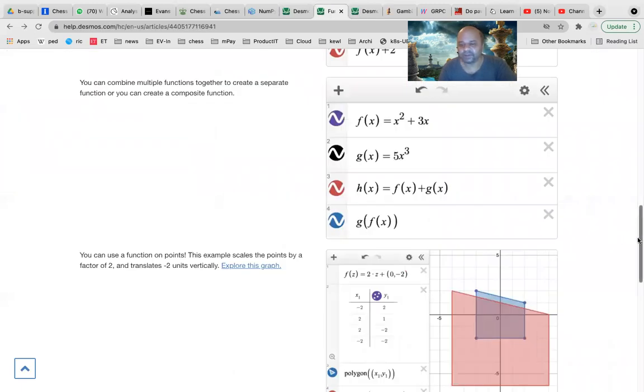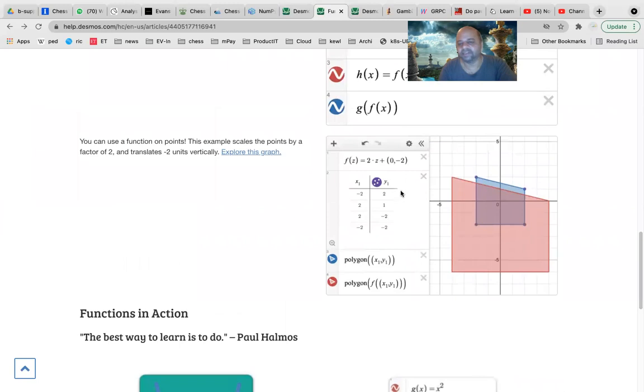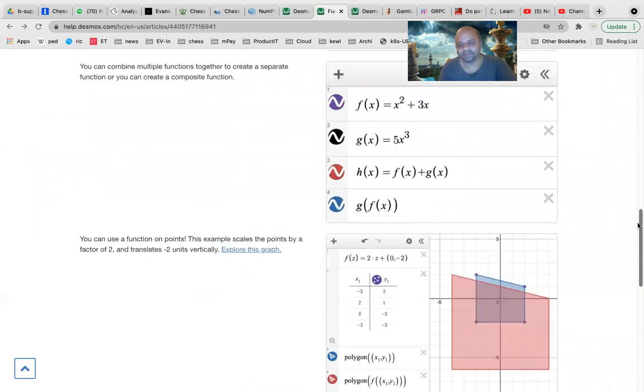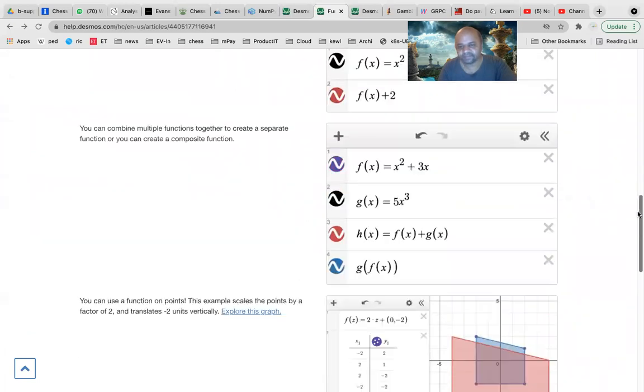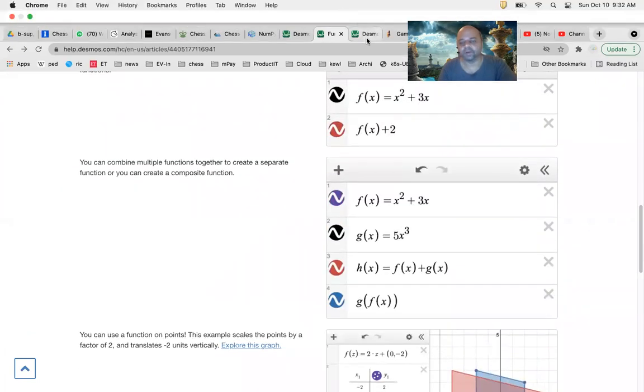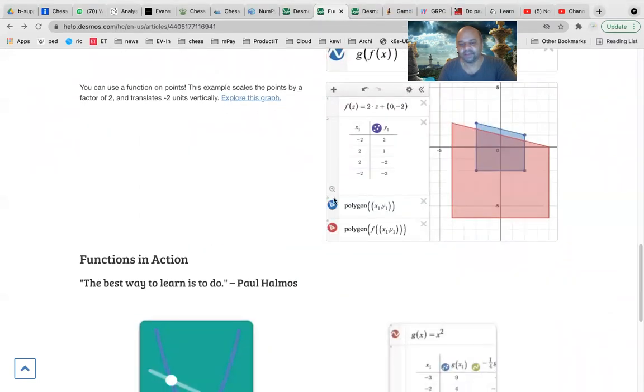And then you can also plot this as polygons. If you take a table like this, you can plot a polygon of various values. What you are seeing here is polygon of x1 y1 or f of x1 y1. So you can create that.